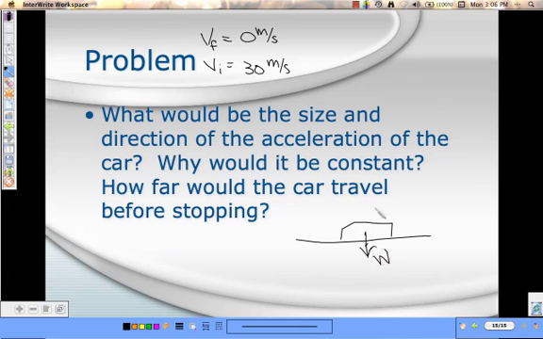So we have weight, we have normal force. Let's draw all of our forces in here. We have the force of friction.